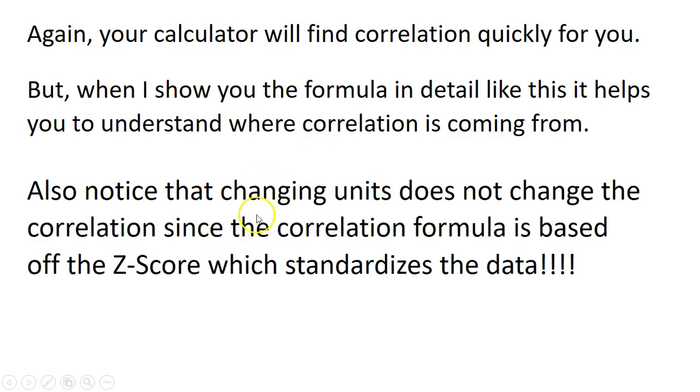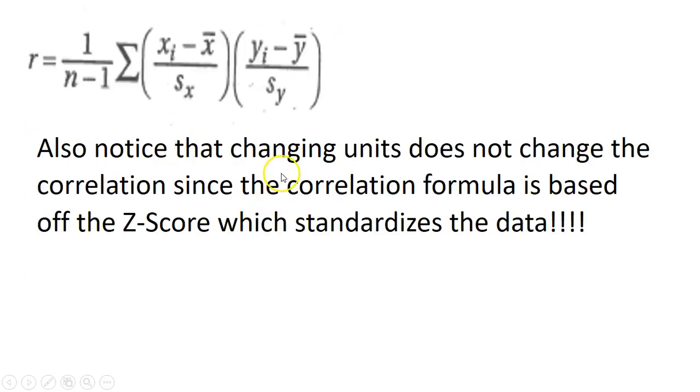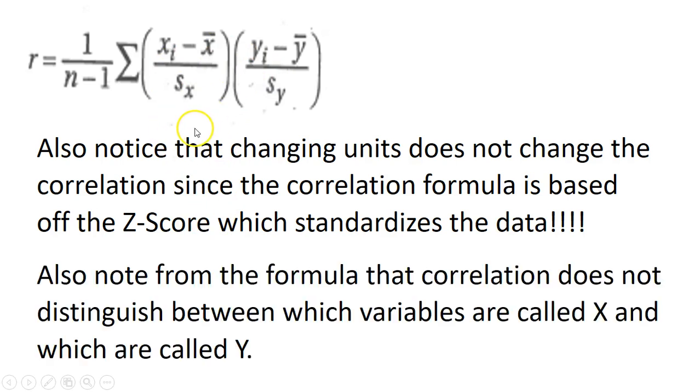Also notice that changing units does not change the correlation, since the correlation formula is based off a z-score, and that's very important. I could be working with two different units comparing two different items, but if I convert them both to z-scores, it's not going to matter, because z-scores are all in terms of the same standard deviations, the same units. You're standardizing them.